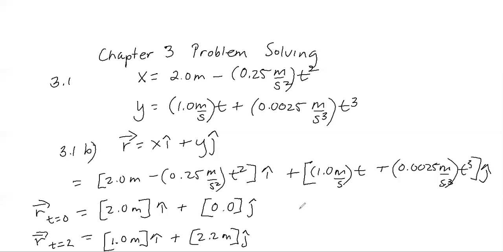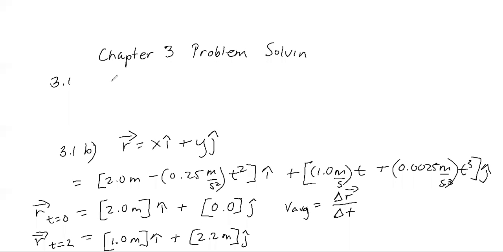All right, for the velocity vector, the average velocity, v average, is simply delta r over delta t. So let me get some space here. All right, so we were on 3.1b. Delta r over delta t is going to give me r2 minus r1 over t2 minus t1. So r2 is going to be, let me erase some of this.